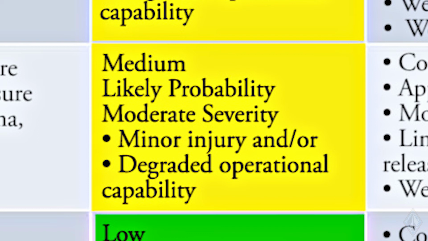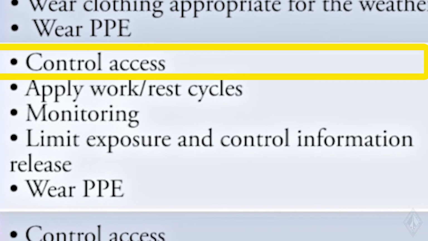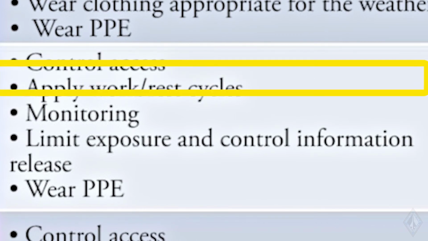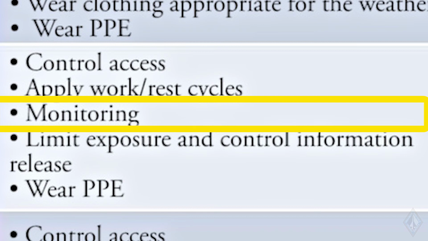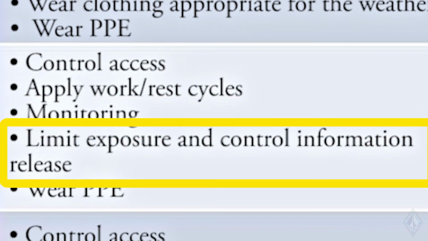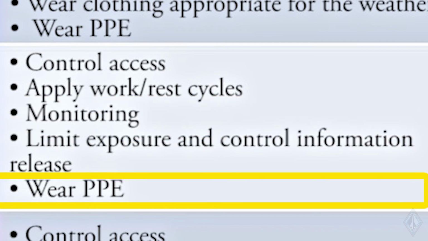For this reason, psychological hazards are medium risk, even for non-fatal crashes, because of the high likelihood of moderate injury or mission impact. Fatal crashes, or those involving injury to personnel, may be considered high risk. Control measures include strict access control, work rest cycles, carefully monitoring personnel for signs of distress, limiting exposure and information release, and wearing appropriate personal protective equipment.